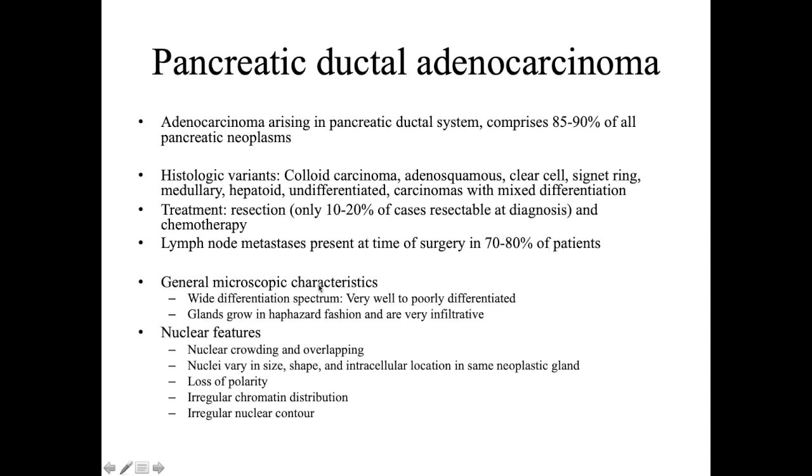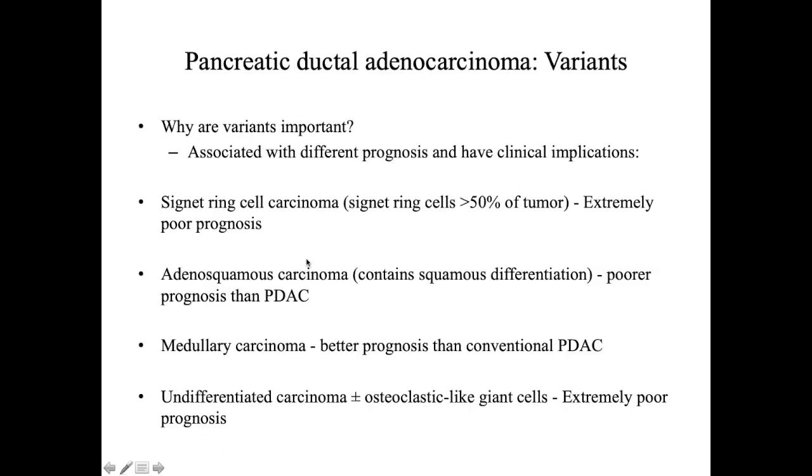And generally, we'll see a wide differentiation spectrum. Glands grow in a haphazard and very infiltrative fashion, like we saw in that slide. The glands were just growing all into the stroma. And for nuclear features, there's some nuclear crowding, overlapping, loss of polarity, and irregular chromatin. So this is nuclear atypia shown here.